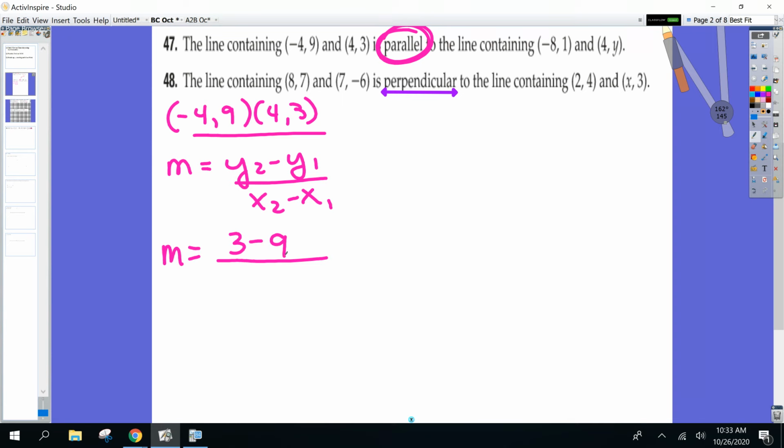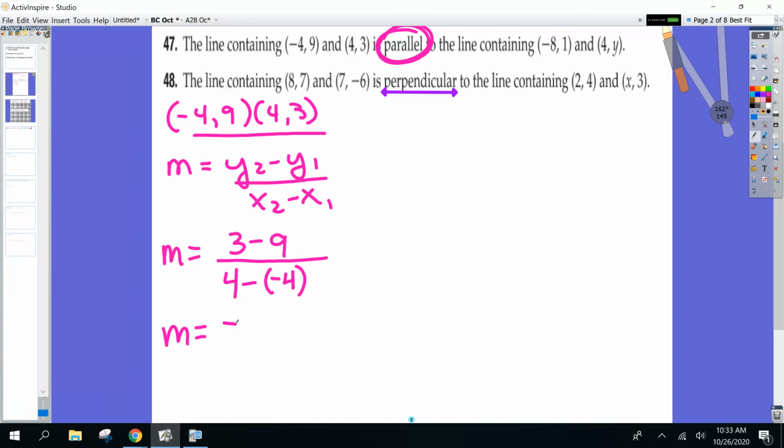3 minus 9. Over. Now, I did not mention this on Friday, and I kicked myself all weekend for it. Everyone see how I picked 3 as my first y coordinate? You have to pick its x coordinate first as well. So everybody see how the y of 3 is paired with the 4 of x? So you got to put that 4 first. You can't mix and match them. Okay, whatever y coordinate you pick first, you got to pick its x coordinate first. 4 minus a -4. Not 4 minus 4, 4 minus a -4. Keep rolling.